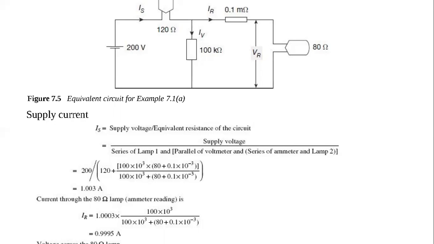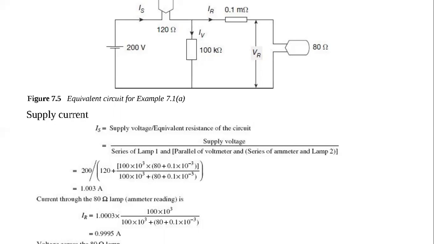Once we do that, you take whatever you get there and divide it into the supply voltage, because we know the value of I is equal to V over R. So 200 over the total resistance in this circuit, and you'll get the value of the supply current, that is IS, to be 1.003 amperes.